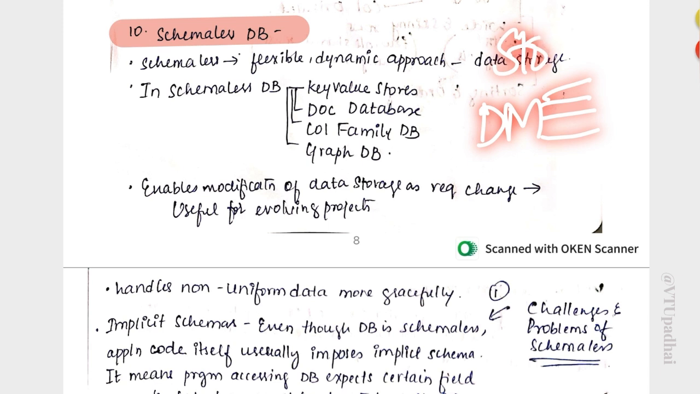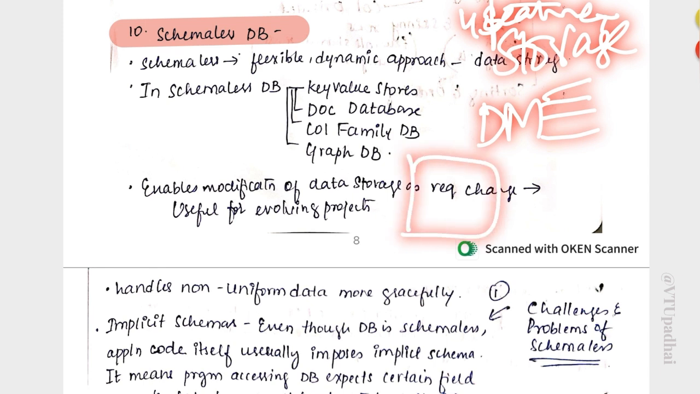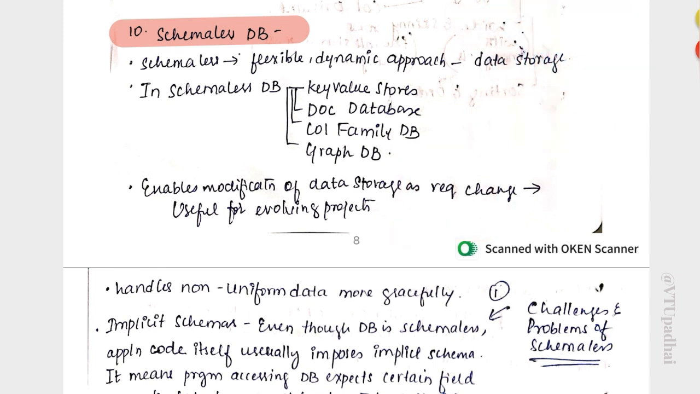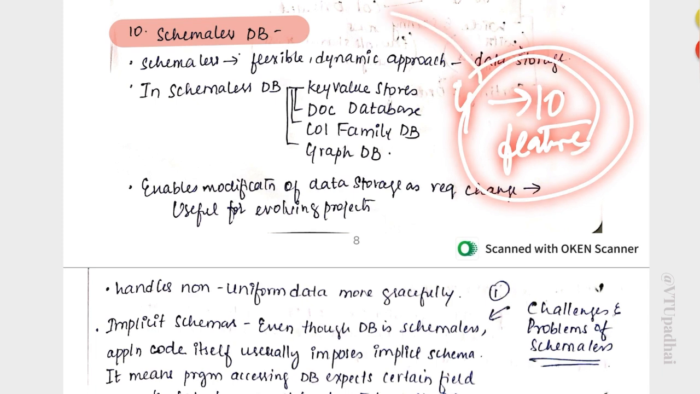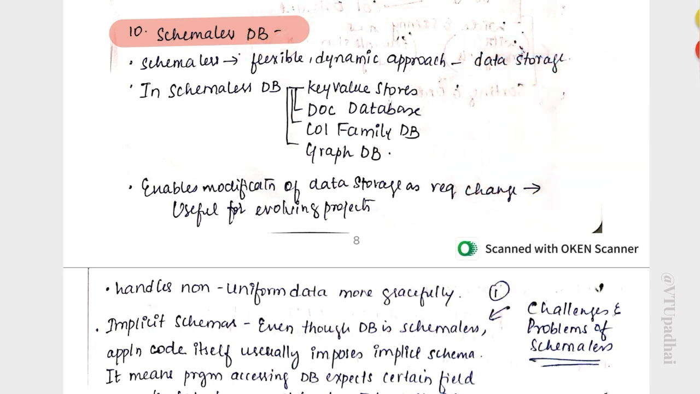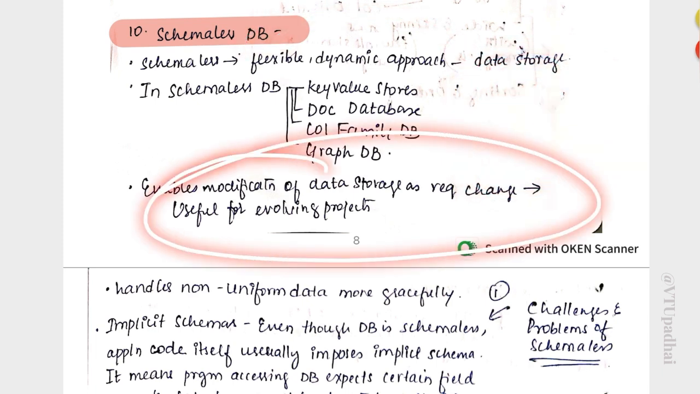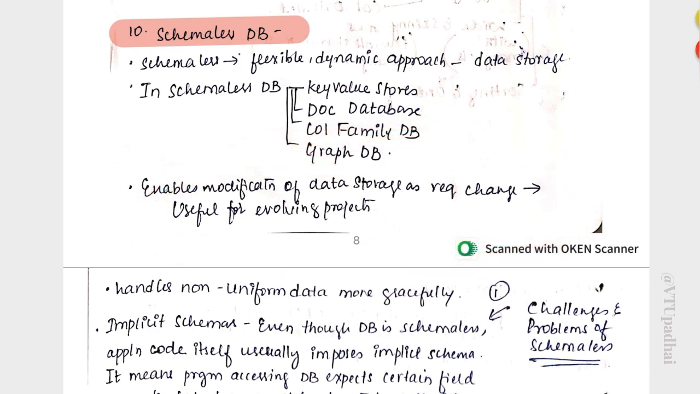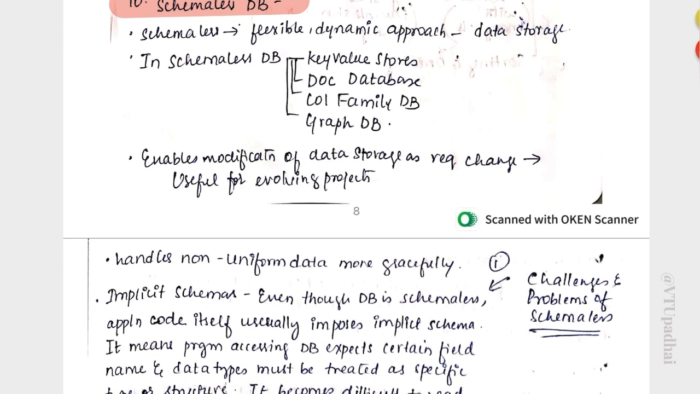Suppose for the storage they have told us we have only 4 features, and suddenly in the middle, when I've completed 50% of the job, they tell me that instead of 4, make it 10 features. So the data storage has increased here. In such cases I can go with a schemaless database, and it is very easy to modify the data storage. Schemaless databases will also handle non-uniform data properly, whereas relational databases don't, right?